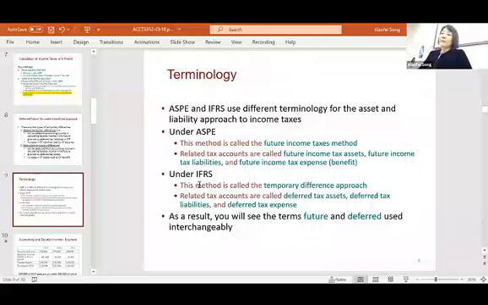It's called the temporary difference approach or deferred income tax approach. So instead of future tax assets, future tax liability, future tax expense, we call it the deferred tax assets, deferred tax liability, deferred tax expense. From now on, instead of repeating, we just use deferred. Before that, I sometimes used both. Okay, if we are ready, we will look at the example.